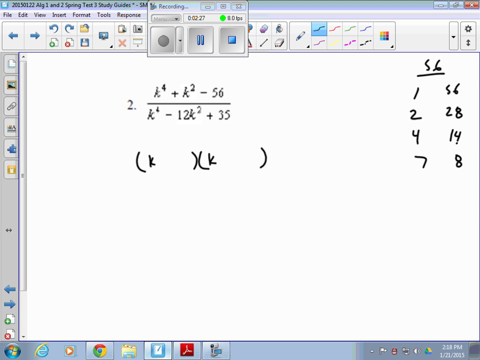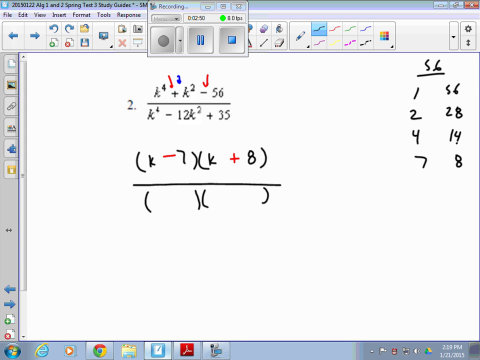7 times 8. So which pair of those gets you to your b value of 1? The only pair that'll get you there is 7 and 8. The rest of them are too far apart. So you're going to use 7 and 8. This sign tells you they're opposite. This sign tells you since they're opposite, the bigger one's plus. 8 is bigger. It's plus. 7 is minus.